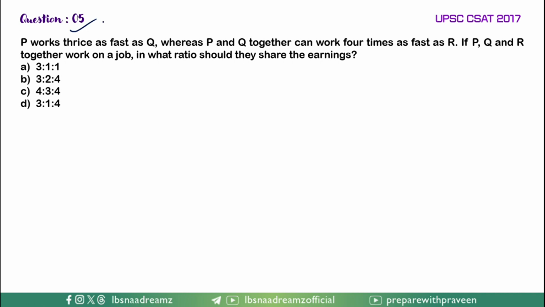Question 5. P works thrice as fast as Q, whereas P and Q together can work 4 times as fast as R. If P, Q and R work together on a job, in what ratio should they share the earnings? So in this question, this question is related to wage. So in what ratio should they share the earnings? So they must have shared their earnings according to the efficiency of P, Q and R, right?